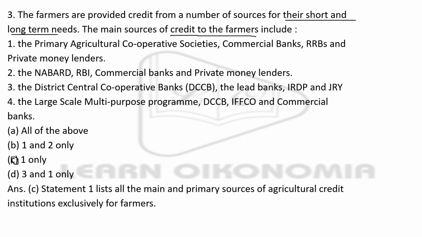Agriculture sector, primary cooperative societies would be providing loan to the farmers. Commercial banks would be providing loan to the farmers. RRB, that means a regional rural bank, would be providing loan to the farmers, and also informally you have private money lenders. So the right answer is option C. Okay.